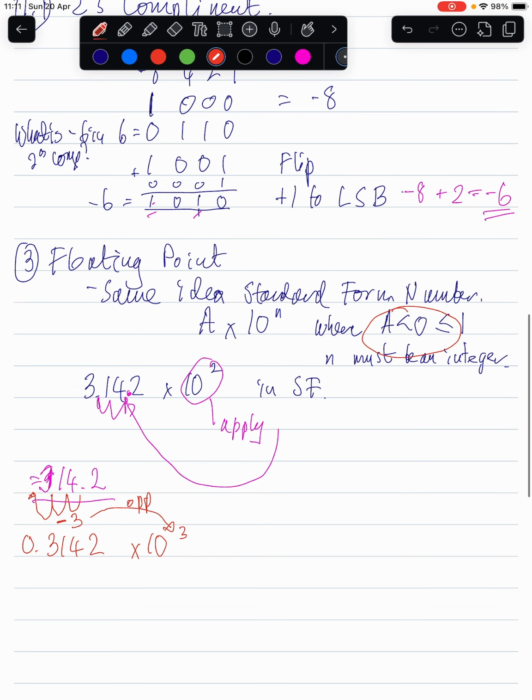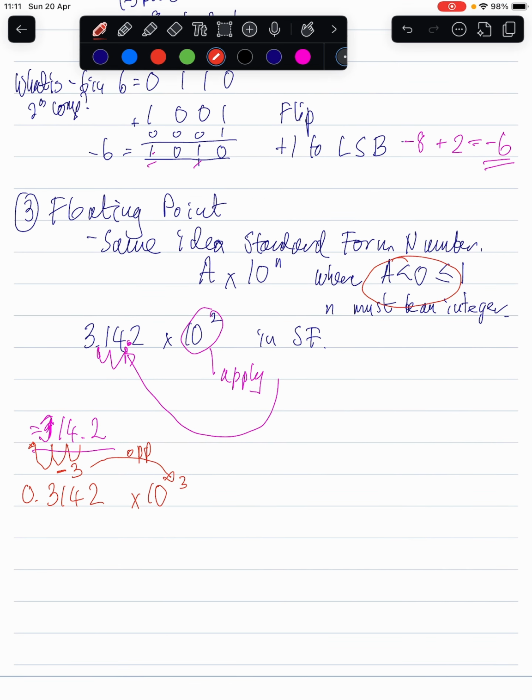Okay, so let's convert this standard form. This is in standard form, and let's convert it into a normal number.